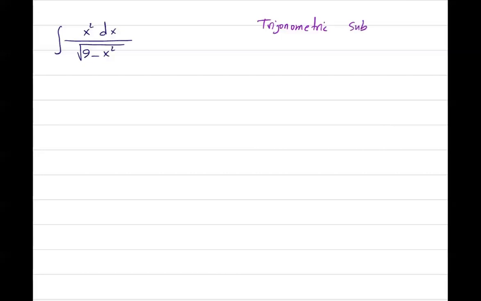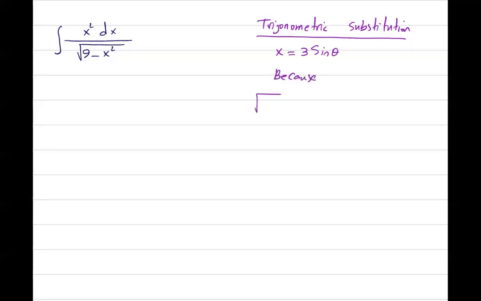In trigonometric substitution, on the denominator, you have the square root of 9 minus x squared. So if you can create something that has 9 next to it, you can factor out 9 and simplify this. We're going to use x equals 3 sine theta. Why is that? Because if I plug in 3 sine theta to the second power, my denominator becomes 9 minus 9 sine squared. So I can factor out 9 and simplify this.